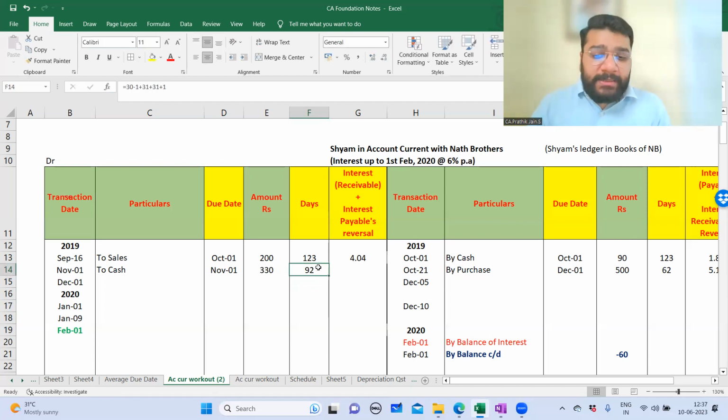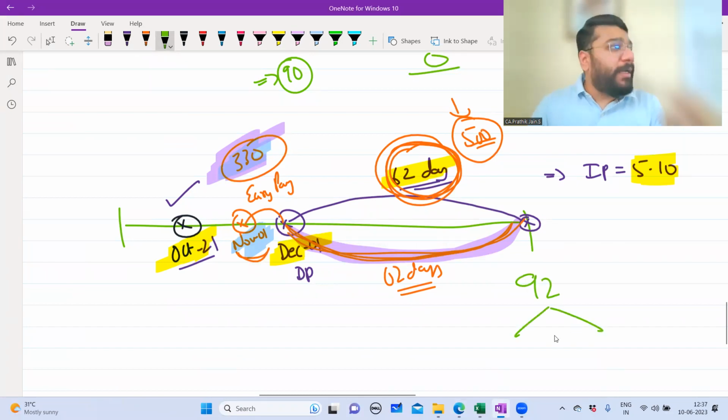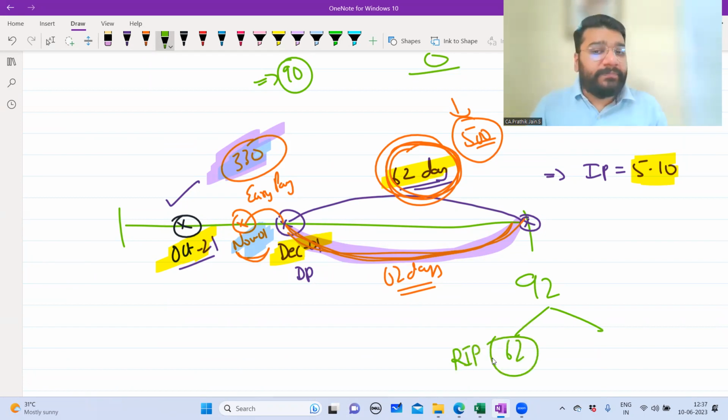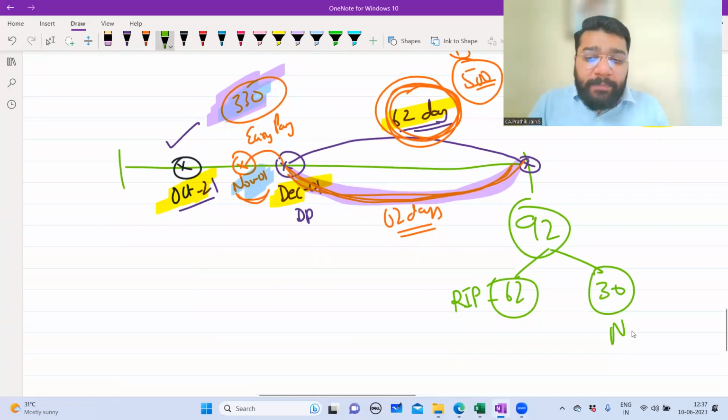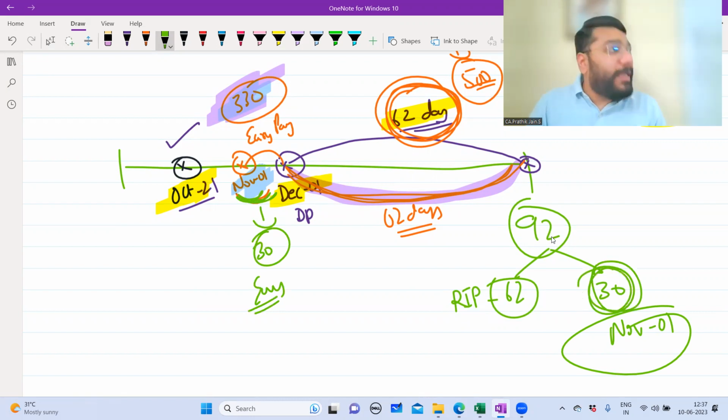So in this 92 days, if I have to break up, this 92 days has got two components. Reversal of interest payable for 62 days. In this 92 days, if you minus 62 days, what will you get balance? 30 days. So this 30 days is nothing but you're making the payment on November 1. You're making 1 month early payment. What is the gap between November 1 and December 1? 30 days. 30 days early payment. So you are calculating interest for total 92 days. In that 62 days is reversal of interest payable and 30 days of interest is receivable.